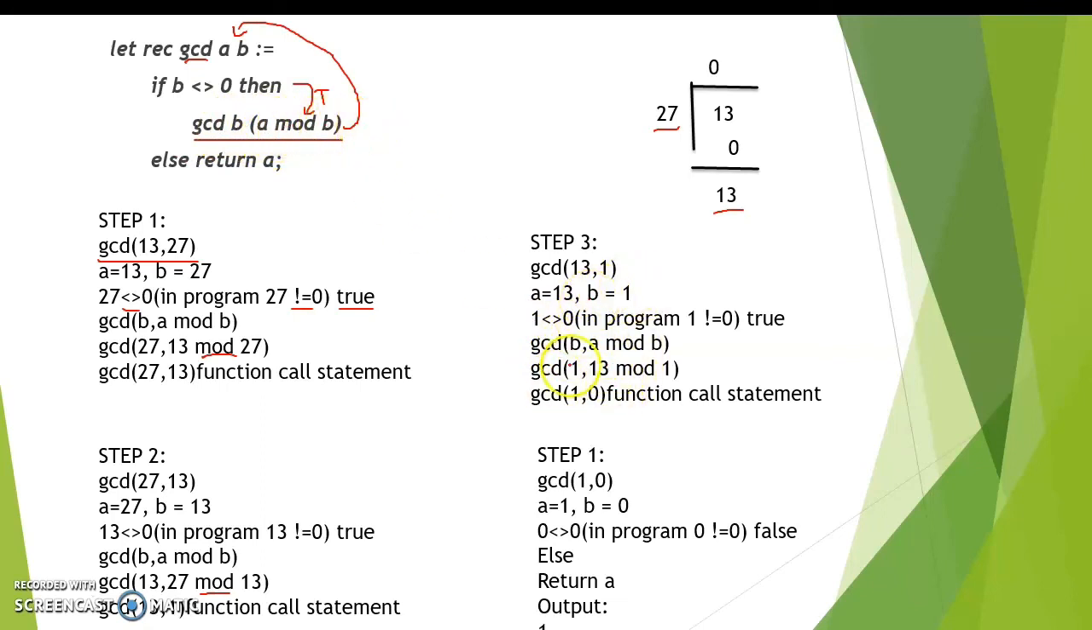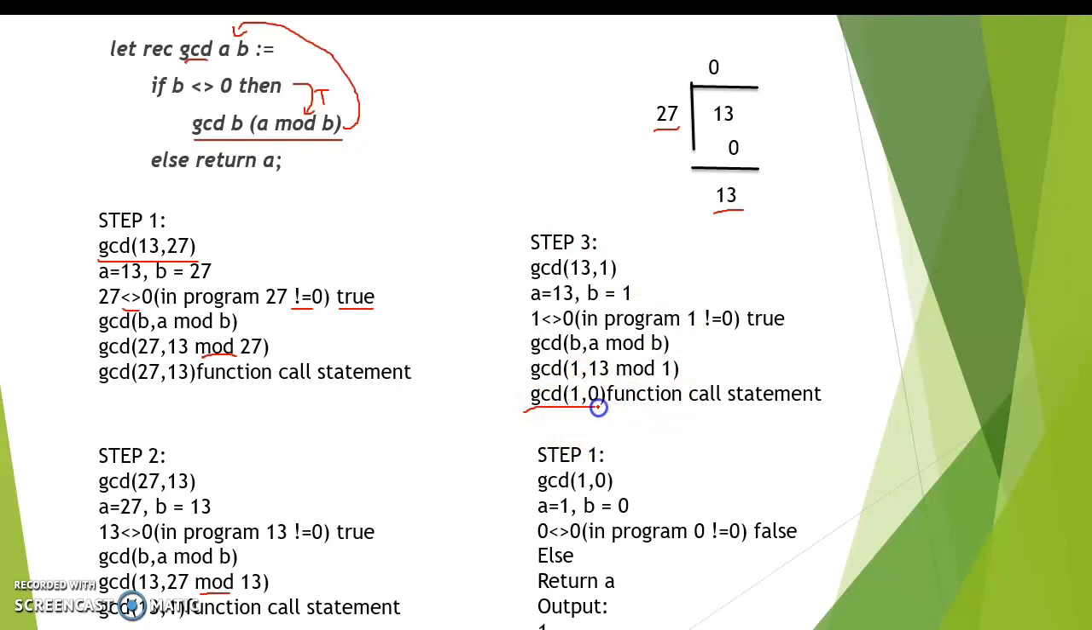What is the value for B? The value of B is 1. The value of A is 13, and mod 1. So 13 mod 1, 13 divided by 1. What do we get? We get the quotient as 13 and the remainder is 0. So we get GCD of 1 comma 0. Again this statement invokes a function. This is a function call.